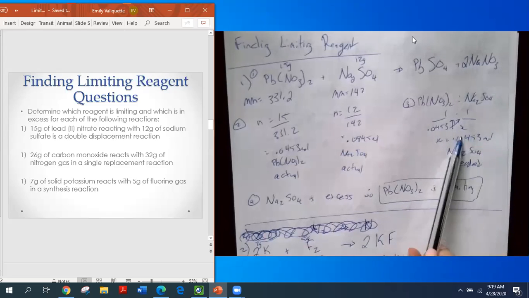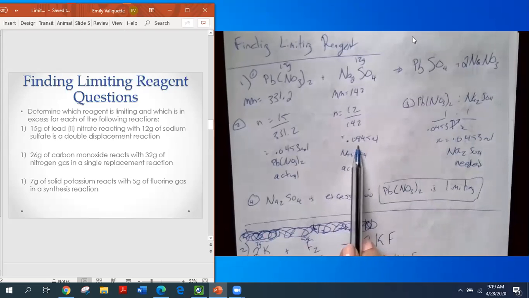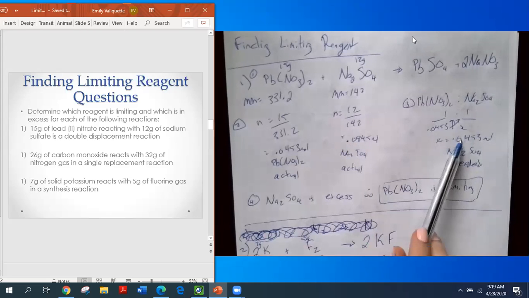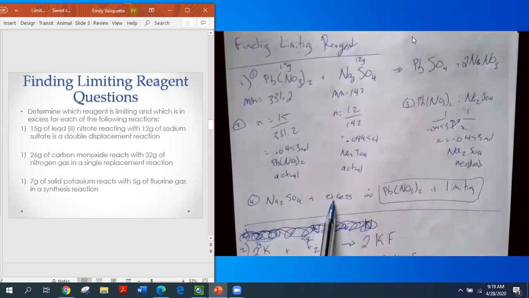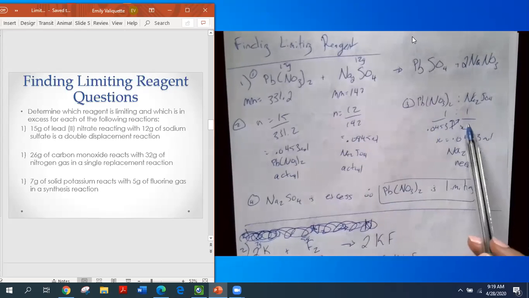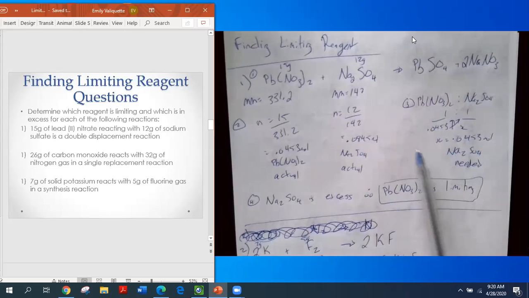If you did it like I did here, you'll see that you only need 0.04 moles of the sodium sulfate and you have 0.08. So you have more than you need, which means the sodium sulfate is in excess, which means the lead nitrate is limiting. If you had plugged in the X in the other position, you would have got 0.0845 moles of the lead nitrate, which means that you would have needed more than you have. Again, that would have led you to the conclusion that the lead nitrate is limiting.